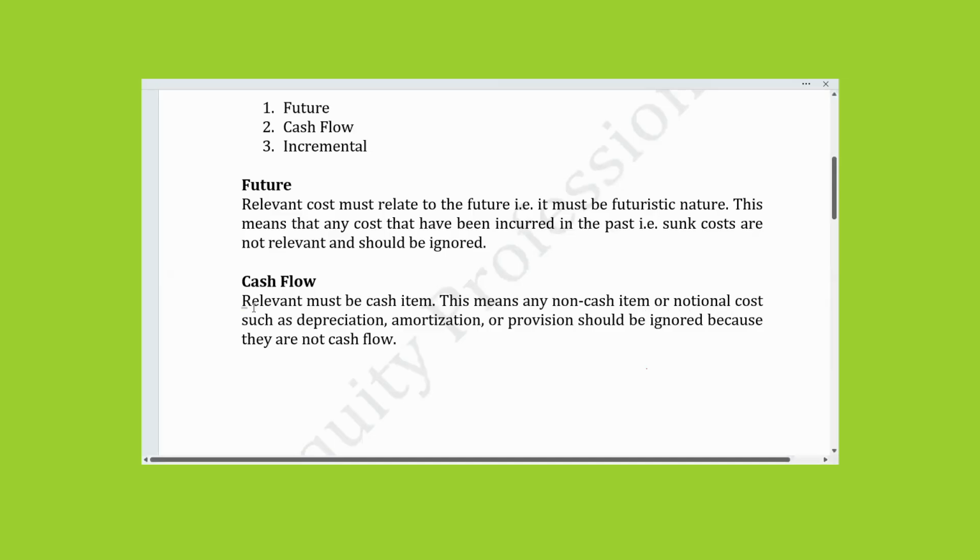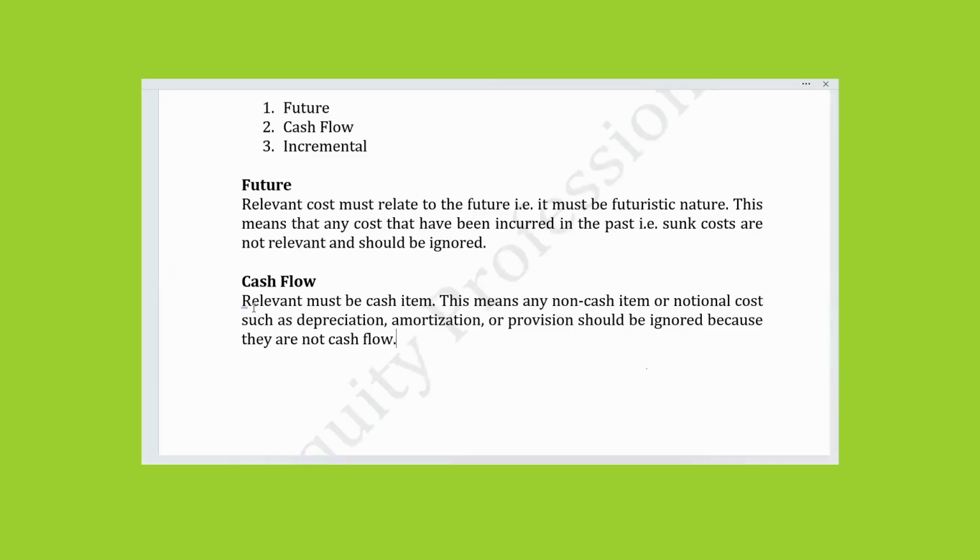So what we are saying here is that for a cost to be relevant, it must be a cash flow item. In most cases, the examiner may give you depreciation in a question. When you see depreciation, you have to ignore it. Why? Because depreciation is not a cash flow.